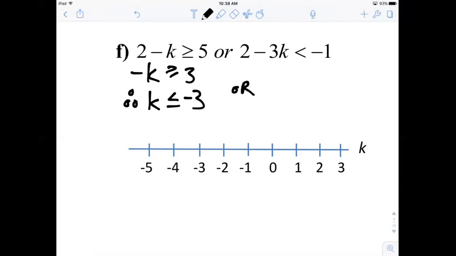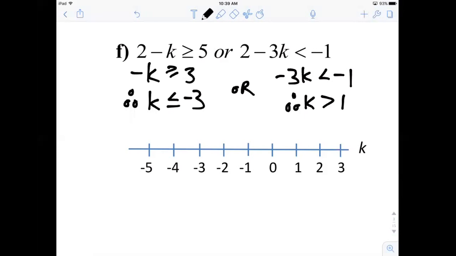Or it has to satisfy this other one as well. So with this other one, if I subtract 2 from both sides here, -3k would be less than -3. And then I want to divide both sides by -3. Oops, I put an equal sign there. That should not be an equal sign. That is less than -3. When I divide both sides by -3, I'm going to flip the sign, and so it would be k is greater than +1.